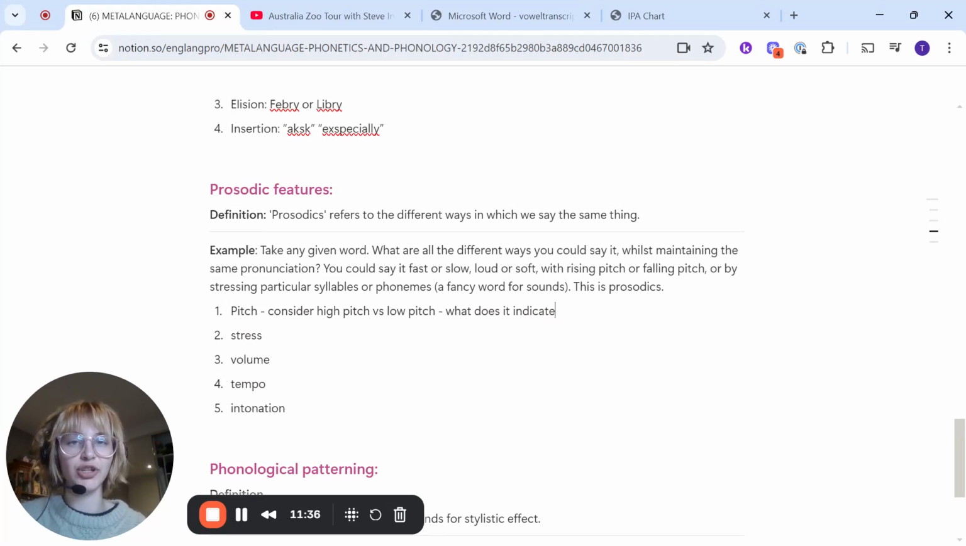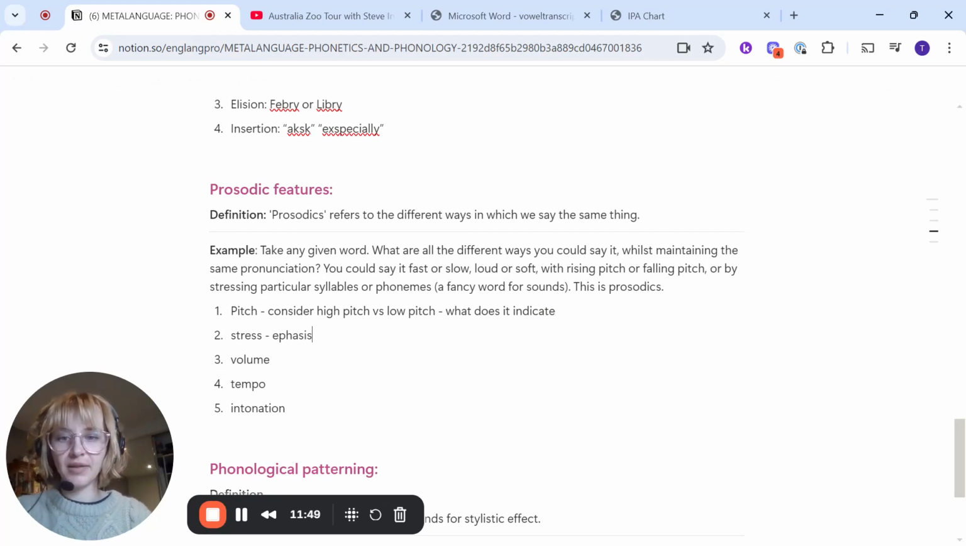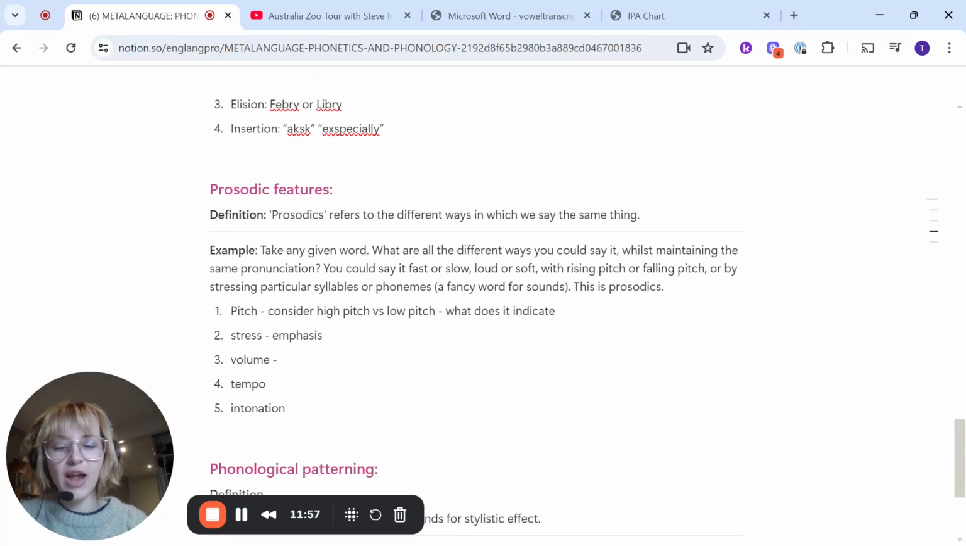And that's how we're going to take this metalanguage and then use it to analyze things. We're going to consider, what does this indicate about either the speaker or the situation that the speaker is in? Stress, so emphasis, pretty self-explanatory. Why are they emphasizing certain words? Volume, so how loud or soft someone is. Again, pretty self-explanatory as long as you know the context. Tempo, how fast or slow.